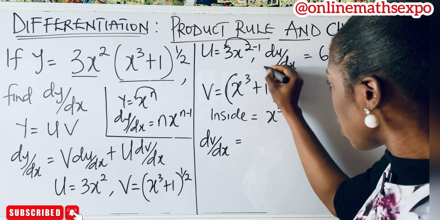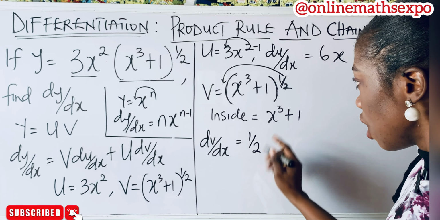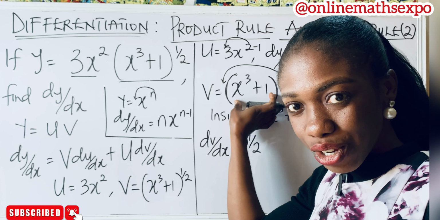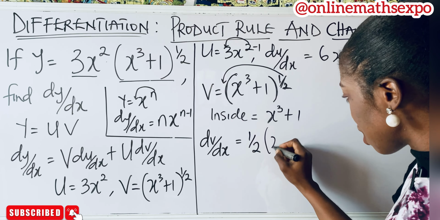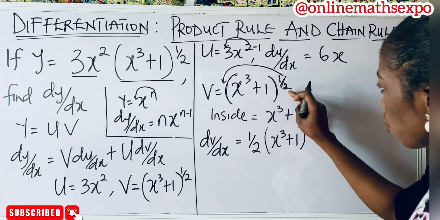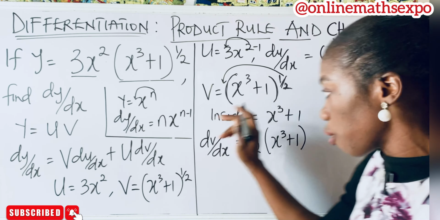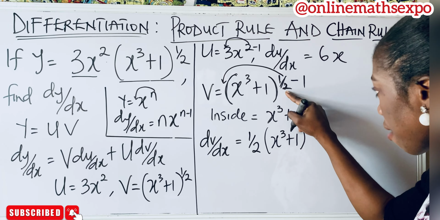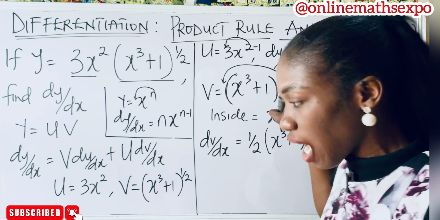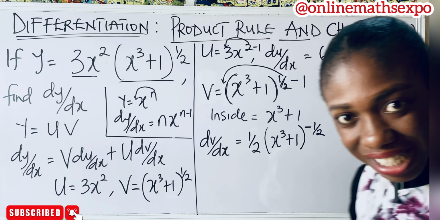Use the power to multiply. We have half. Don't touch the inside. Return it, so we return it as x cubed plus 1. Then remember we use the power to multiply. The next thing is to subtract 1 from it. So we take 1 from half, and when we take 1 from half, it gives you negative half. I hope that is clear.